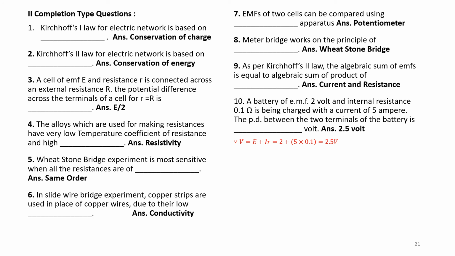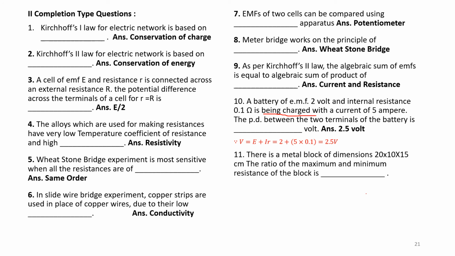Here V is equal to E plus IR. You should remember that when charging, that is, when the cell is being charged, that is why the formula you have to use is V equal to E plus IR. Therefore V is equal to 2 plus 5 into 0.1, which is equal to 2.5 volts. This you please note. Being charged, you have to note. That is why the formula changes.